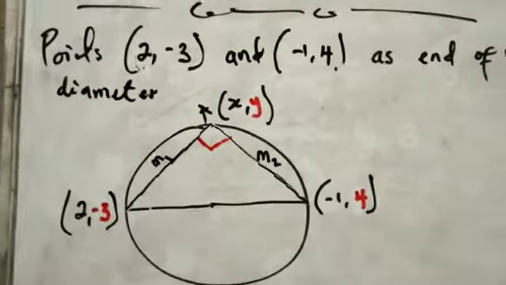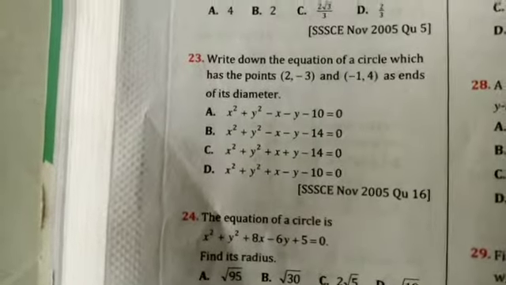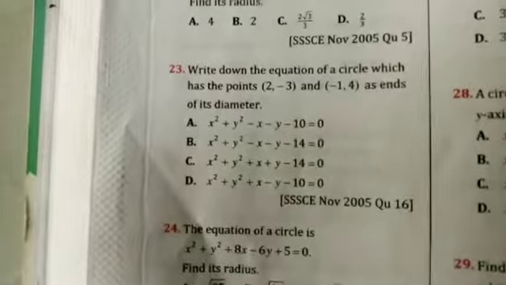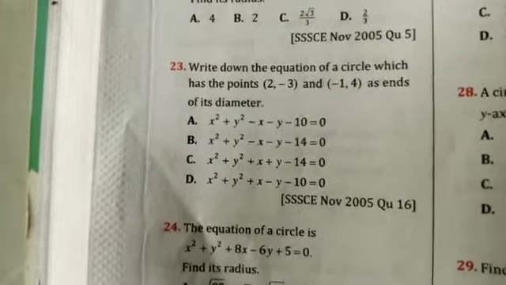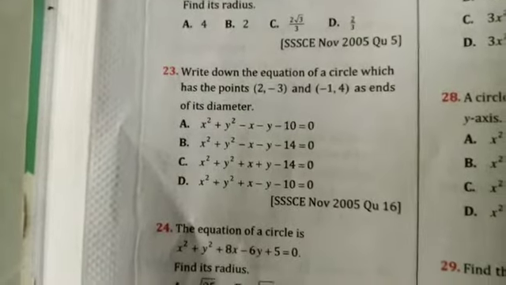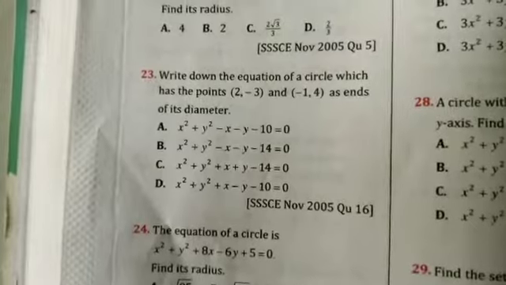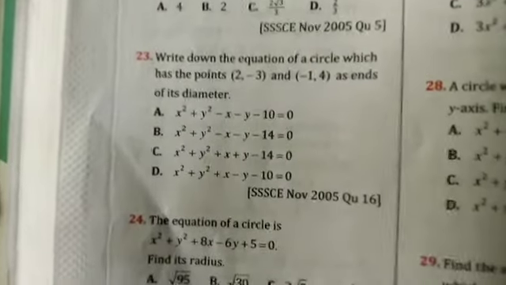So let's first check the question and see what they are asking us to find. Question number 23 says: write down the equation of a circle which has the points (2, -3) and (-1, 4) as the end of its diameter. Is that okay? So this is the question.